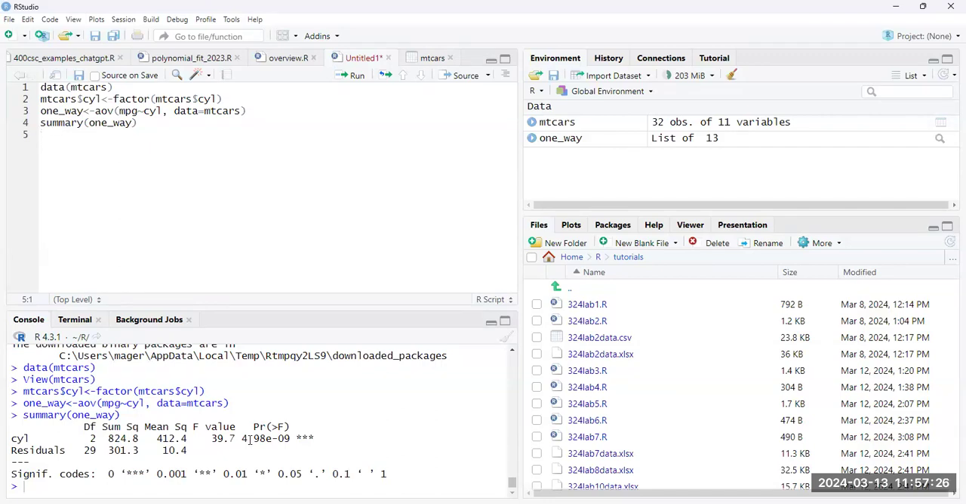For ANOVAs, the null hypothesis is that all means are the same, and the alternative is that at least one mean is different. Now we have 3 cylinder levels here, 4, 6, and 8. So there's 3 cylinder levels. And what we're saying is that at least one of those is different.